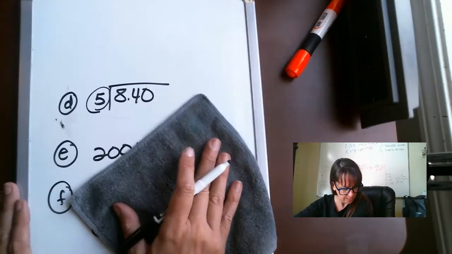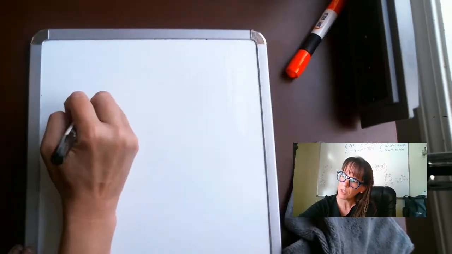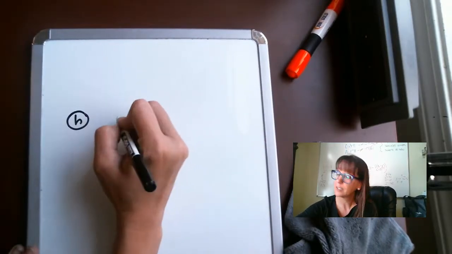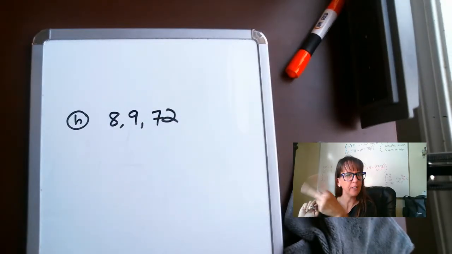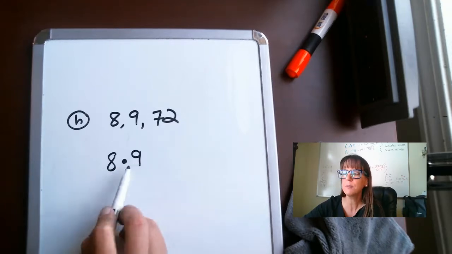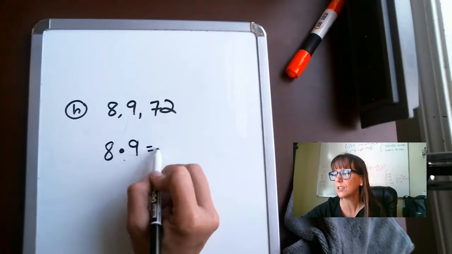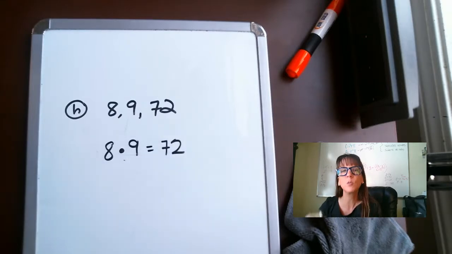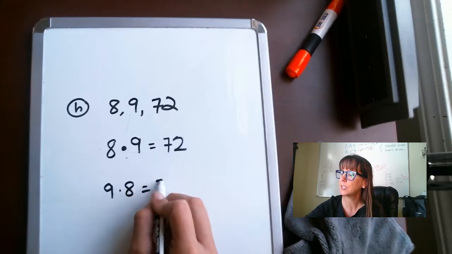All right, so for letter H, we need to use 8, 9, and 72 to make two multiplication facts and 2 division facts. So 8 times 9, sometimes you'll see me use a dot instead of a little X for times, and that's just to get you used to the idea. We're going to be using that once we introduce some variables, it can get a little confusing. So 8 times 9 is 72. We know that we can flip our multiplication around. 9 times 8 is 72.